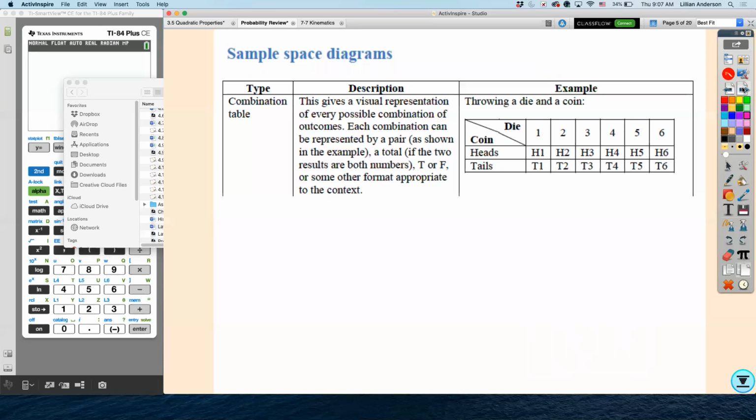Sample space diagrams. We talked about this on Tuesday when we were going over your binomial distribution homework. Sample spaces are ways to represent all the different outcomes. You can have a combination table. They could give you the information like so, where you have someone flipping a coin and someone rolling a die. Here represents all of your different outcomes. Head and 1, head and 2, tails and 4, so on and so forth.